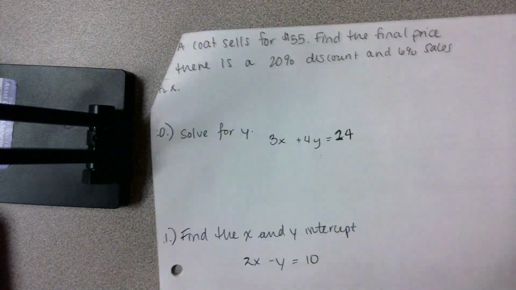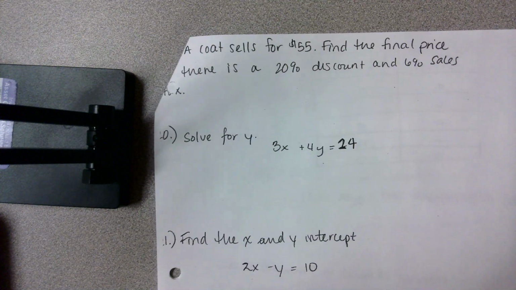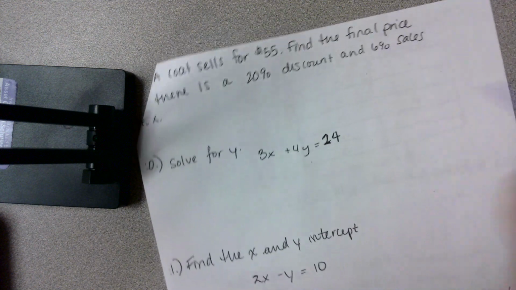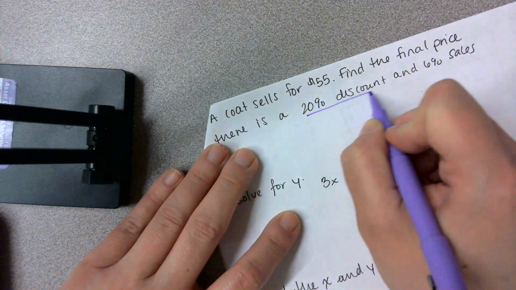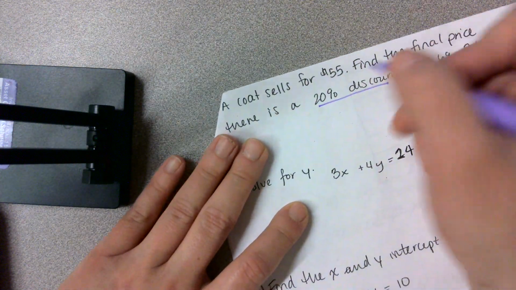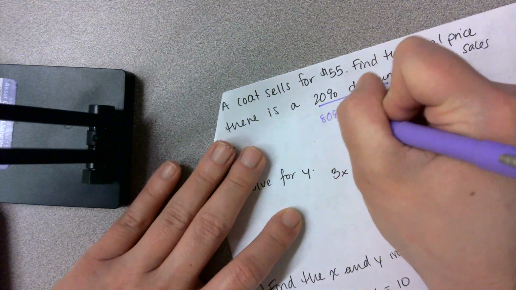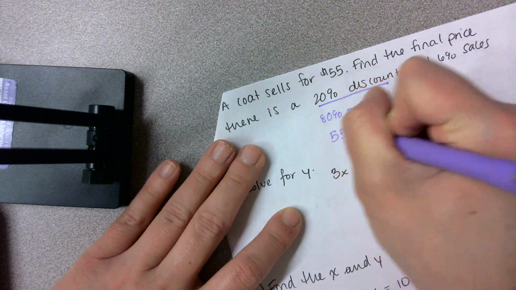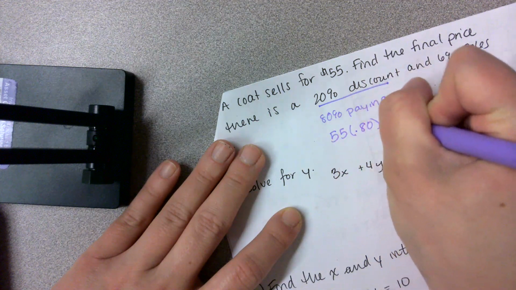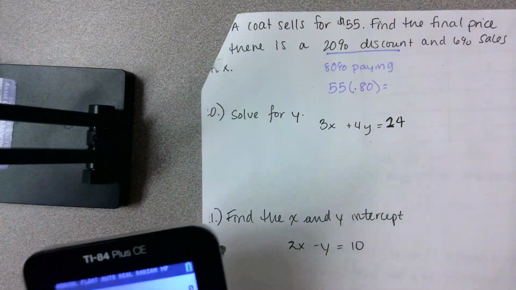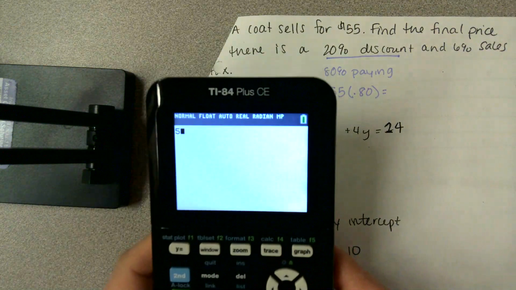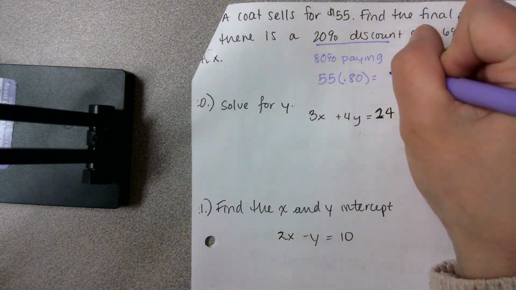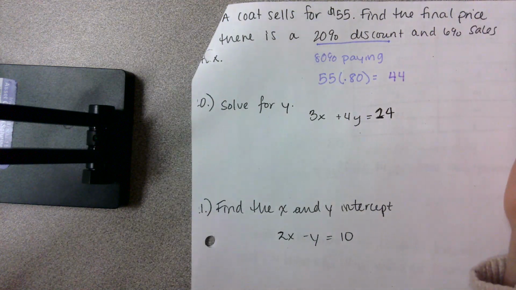It says a coat sells for $55. Find the final price if there's a 20% discount and 6% sales tax. All right, so if there's a 20% discount, that's removing it. That means you're paying 80%. So 55 times 0.80 equals $44. So now the coat is $44.